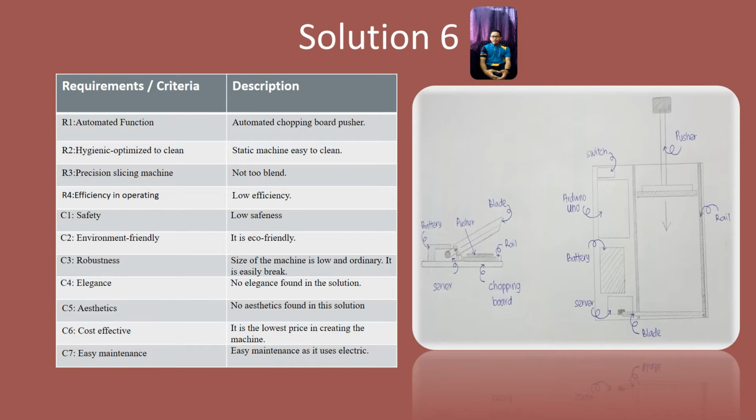For the environment, it is very eco-friendly because we are using a rechargeable battery for this machine. Robustness: the size of the machine is small and ordinary, and it is easy to break. Elegance: no elegance is found in this solution. Aesthetic: no aesthetic is found in this solution. Cost effectiveness: it is the lowest price to create the machine. The maintenance is very easy because it uses electricity.